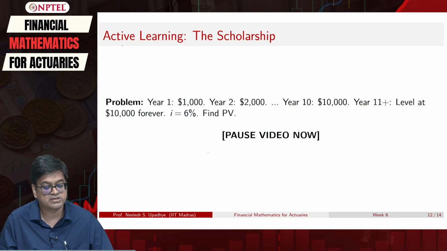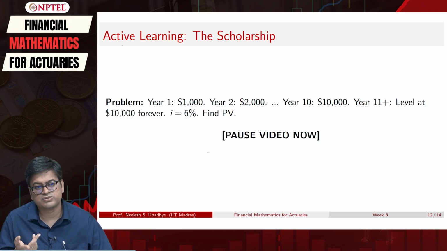Welcome back. So, first we will handle, if you look at the problem, there are two kinds of issues. First part is year 1 to year 10 there is an increasing annuity, and year 11 onwards there is a leveled perpetuity. So, we will handle these two parts separately, and this leveled perpetuity will start from 11th year onwards. So, it is called deferred perpetuity. So, we will solve them one by one.